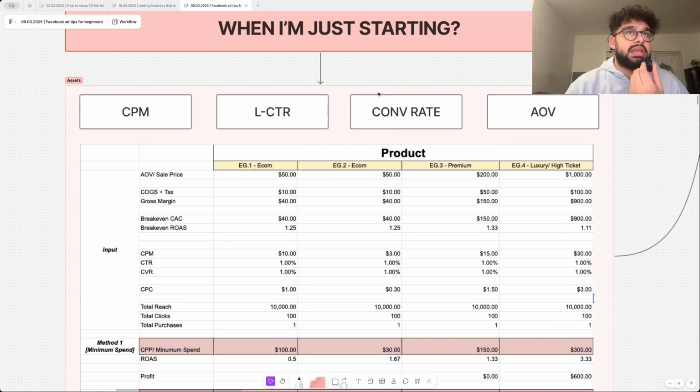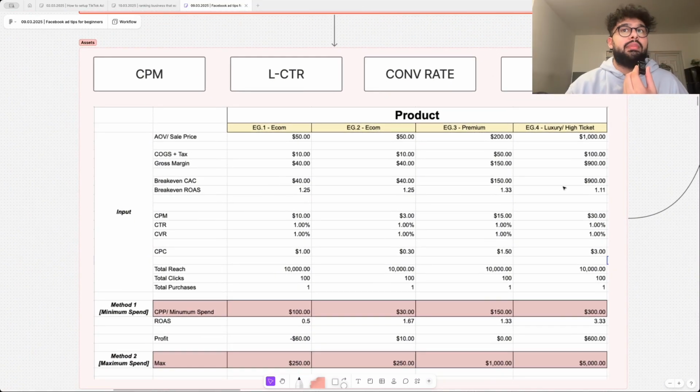Because not everyone has the same amount of spend. If I'm selling a $1,000 product in a market which has a CPM of $30, I have to spend at least $300 to prove anything other than minimum. Whereas if I've got a $50 product, I might only need to spend $30 to prove it.